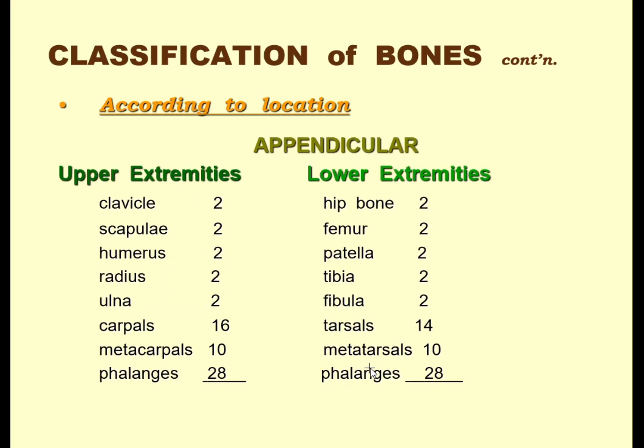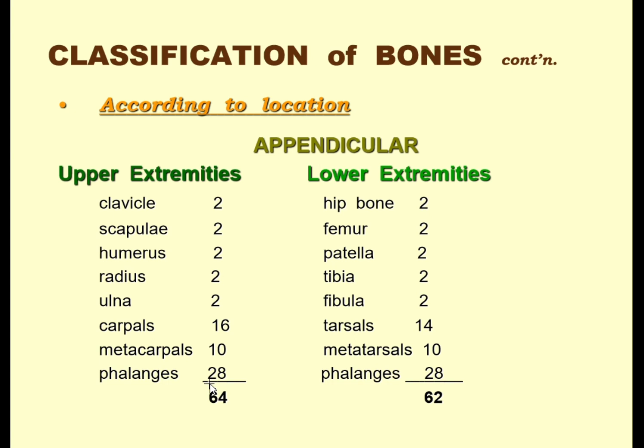Next we can talk about the appendicular skeletal system, which is the upper extremities and the lower extremities. In the upper extremities, the clavicle is 2 bones, scapula 2, humerus 2, radius 2, ulna 2, carpals 16, metacarpals 10, and phalanges 28. So the total is 64 bones in the upper extremities.